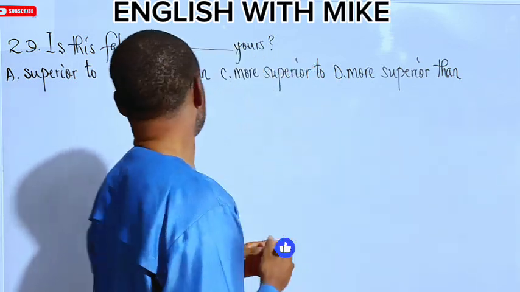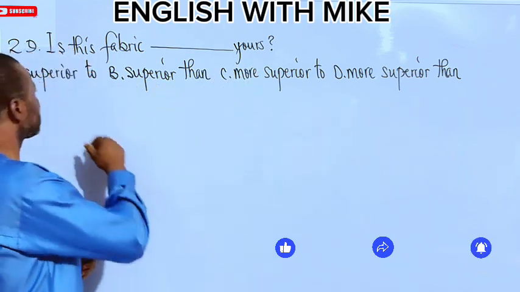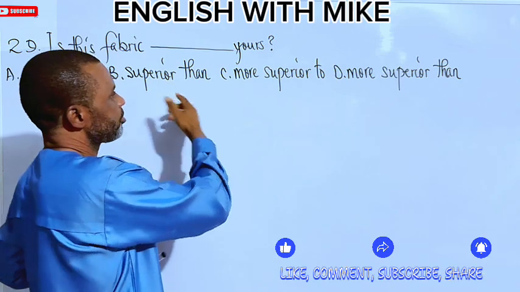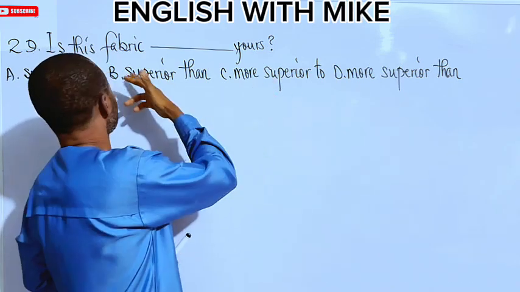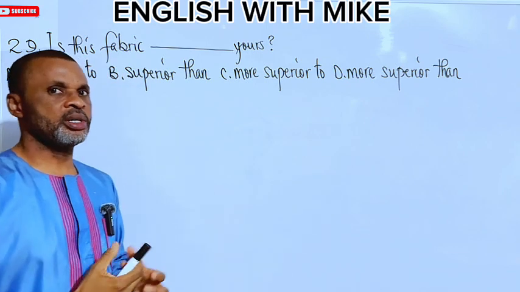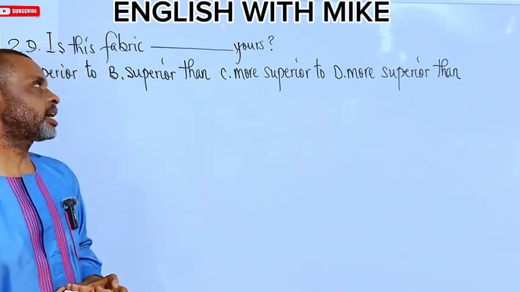All right, so question number 29. Is this fabric dash yours? Is this fabric superior to yours? Is this fabric superior than yours? Is this fabric more superior to yours? Or is this fabric more superior than yours? How do you use superior in context? Please fill in the blank.